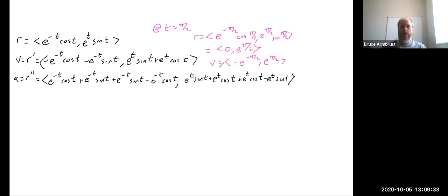So there's our v at this point, and then I can do the same thing for a. Again, cosines go to 0, so I'm left with a 2e to the minus pi over 2, because I get 1 from each of those. And then in terms of the y, again, the cosines go to 0, the sines cancel each other out. So there's my acceleration vector.